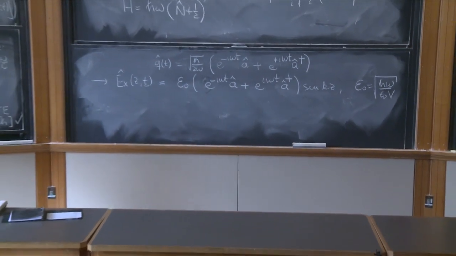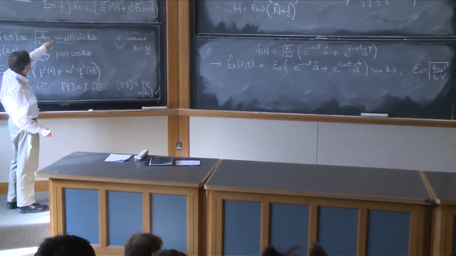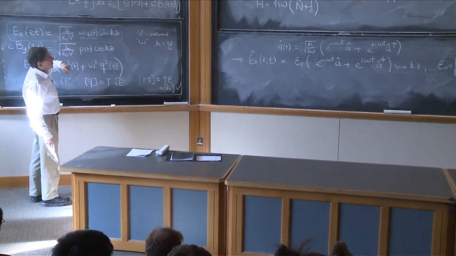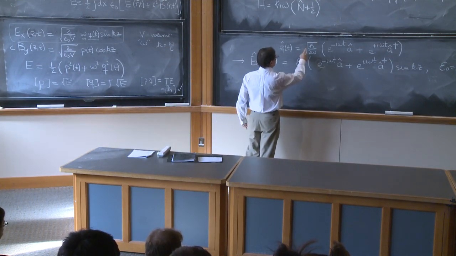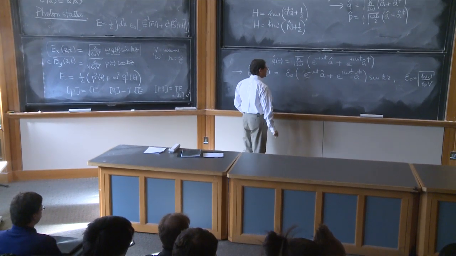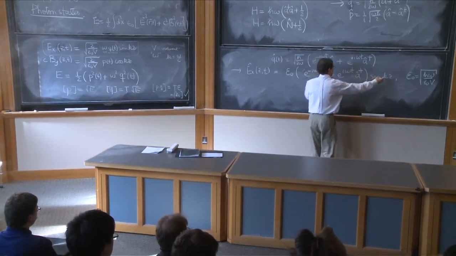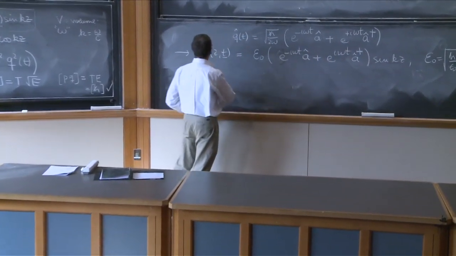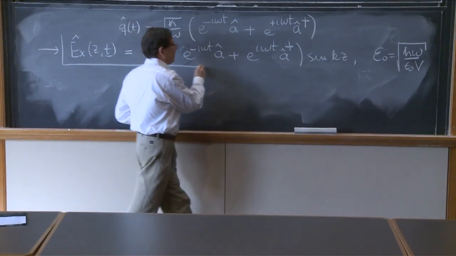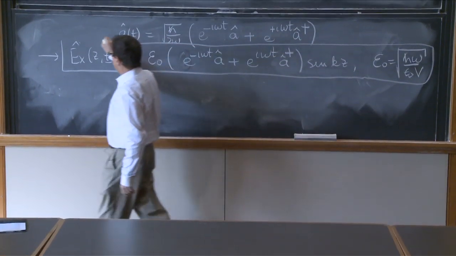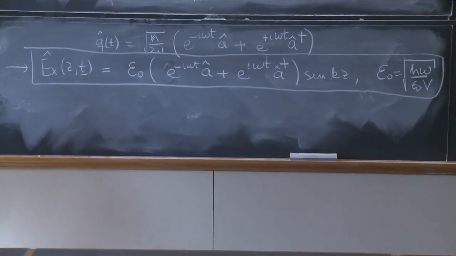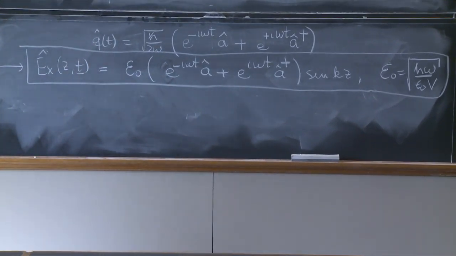So we plugged in here, there's all these factors, there's the omega, and there's the q. So all these factors together give you this factor and sine of kz, and this is the electromagnetic field operator. The electric field is not anymore an electric field, it's an operator.